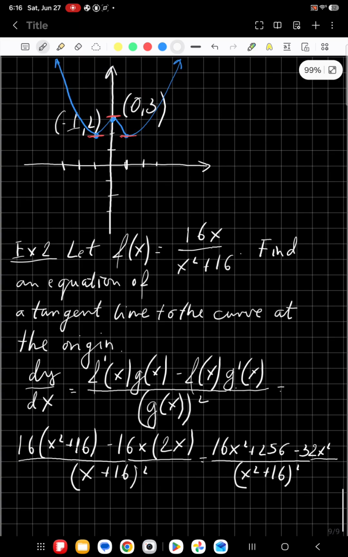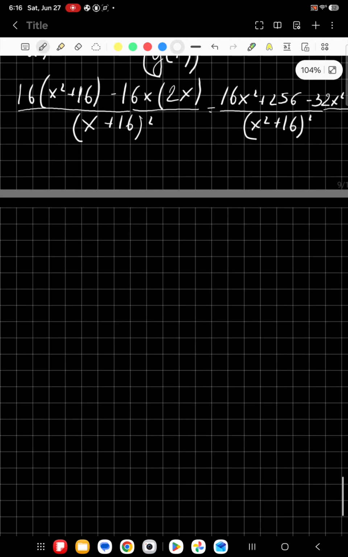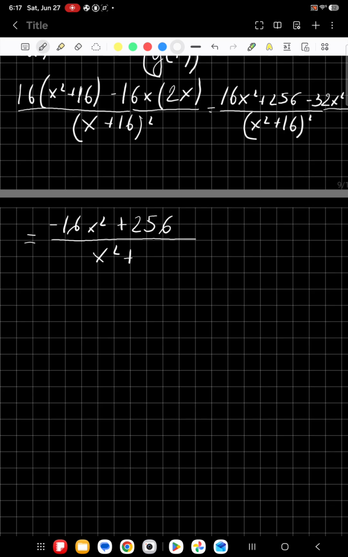Let's combine these two terms, this one and this one. So it's going to be negative 16x squared. So equals negative 16x squared plus 256, and then the bottom is x squared plus 16 squared.